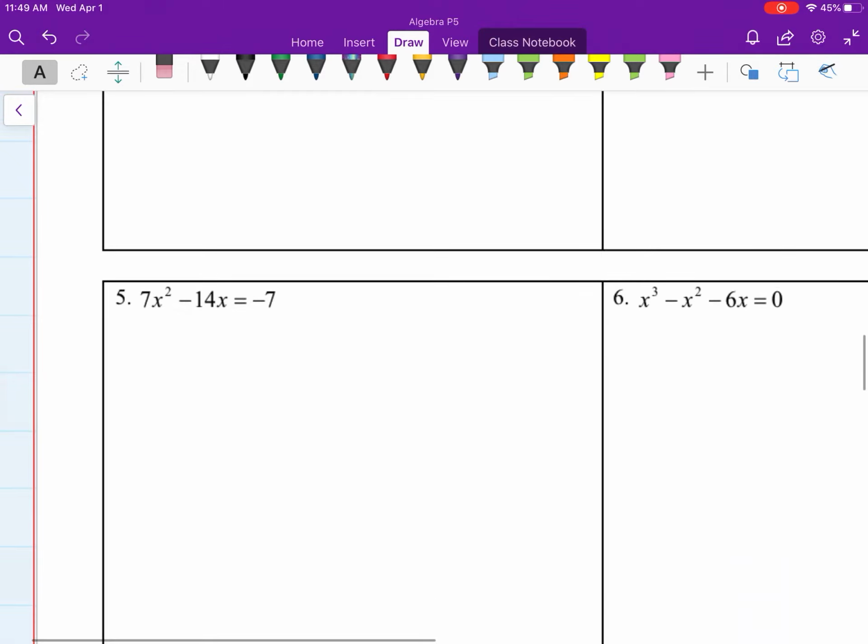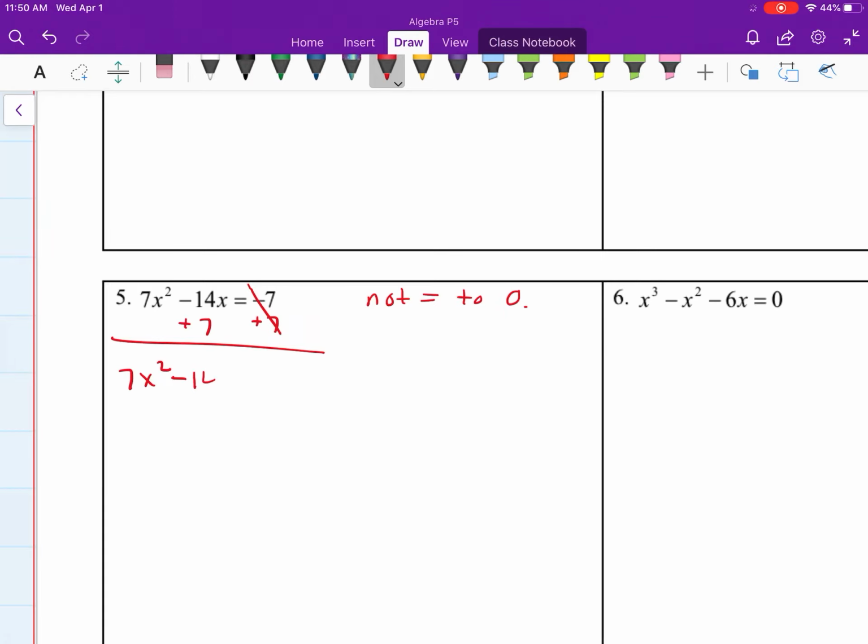I want to take a look at problem number 5. Problem number 5 is a quadratic equation because it has x squared, but it's not in standard form. It's not equal to 0. So you have to make it equal to 0. So we want to take this negative 7 and put it on the other side. The way that you would do that is do your inverse operation. Plus 7 on this side and plus 7 on the other side.